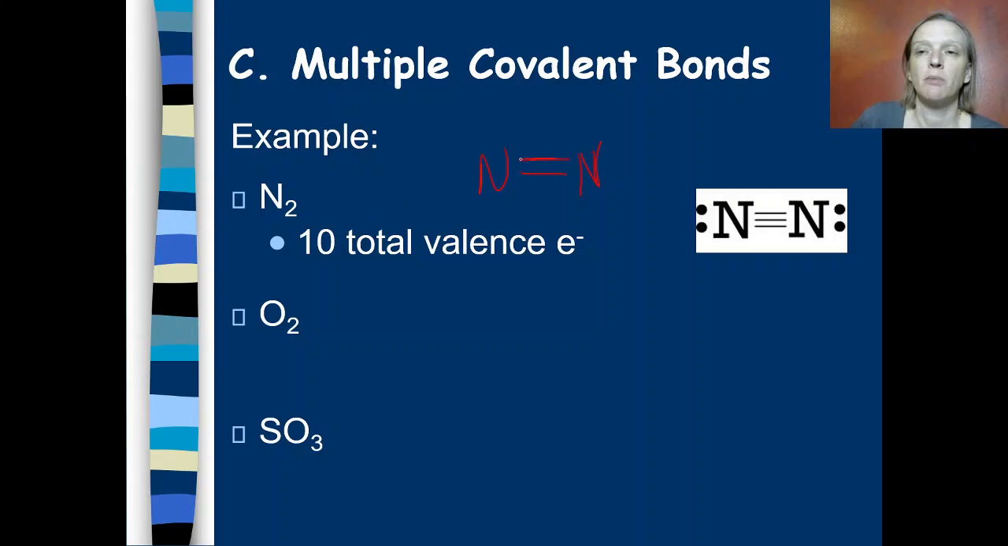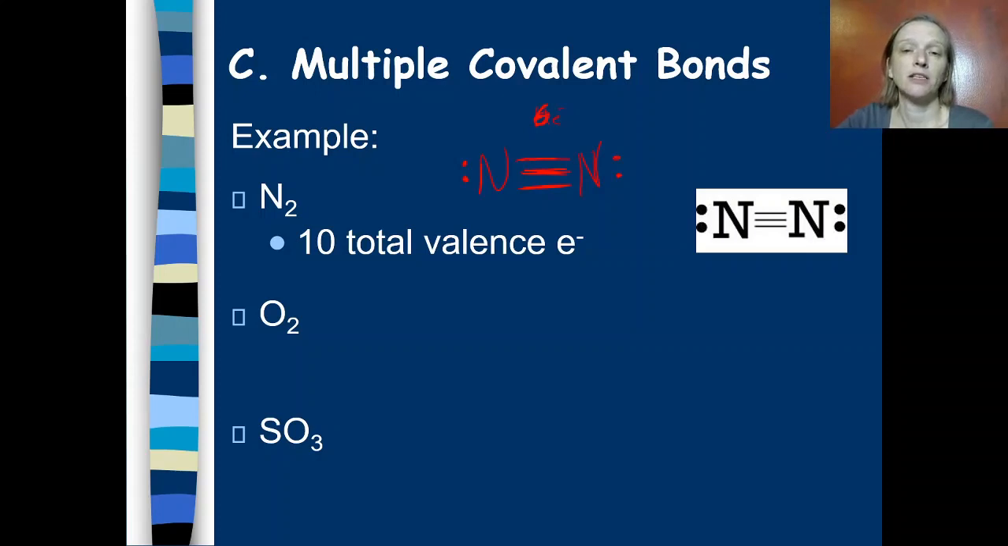So I draw a double bond, and that's 4 electrons total. And now I need to draw 4 electrons and 4 electrons. 4 plus 4 plus 4 is 12, and that's still too many. So I'm going to draw a third covalent bond. And now this is 6 shared electrons. And nitrogen only needs a lone pair here and a lone pair here for each nitrogen to have a full octet. And that resulted from having that triple bond.